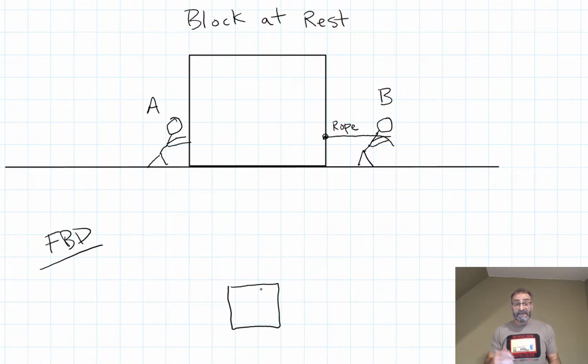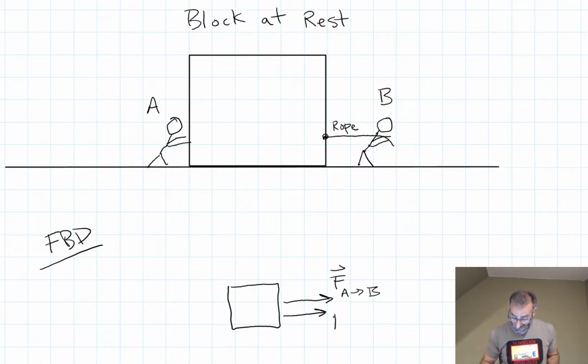Person A is touching our object. Person A is exerting a force on our box to the right. It's the force from A on our block. The rope is touching our box. That's pulling to the right. The force, the rope on the box.